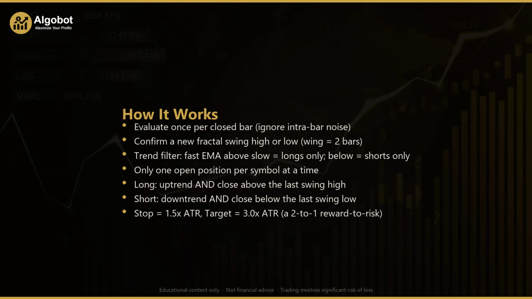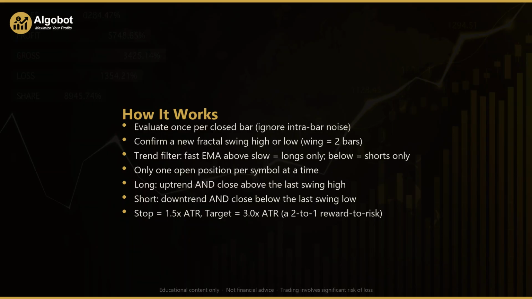Now the entry logic. For a long, 2 things must line up on that closed bar. The trend must be up, and the closing price must be above the most recent swing high. When both are true, the strategy signals a buy. For a short, the trend must be down and the close must be below the most recent swing low, and the strategy signals a sell. Importantly, once a level is used, it is consumed, so the same swing is never traded twice. The strategy then waits for a fresh fractal before considering that direction again.